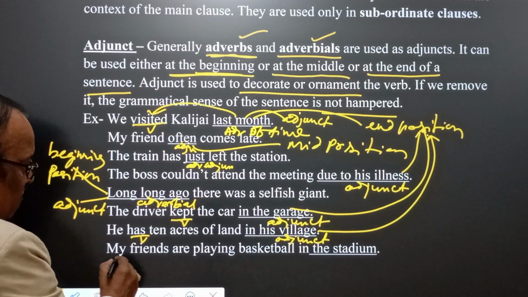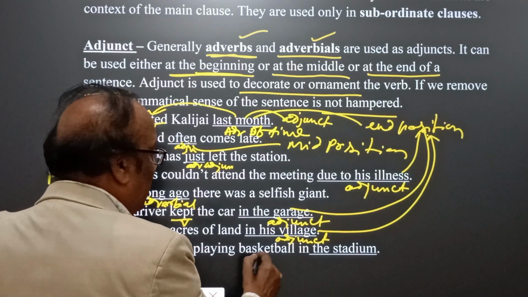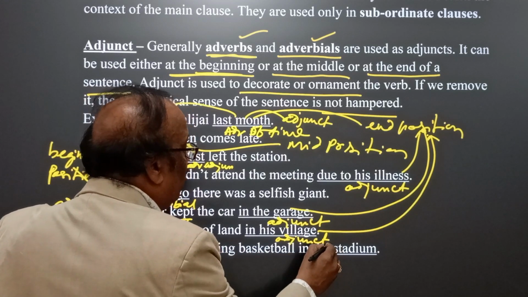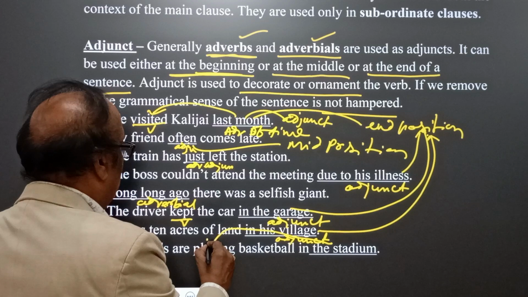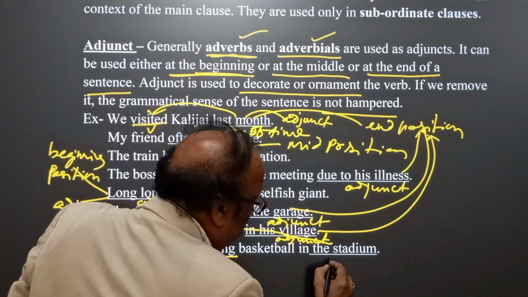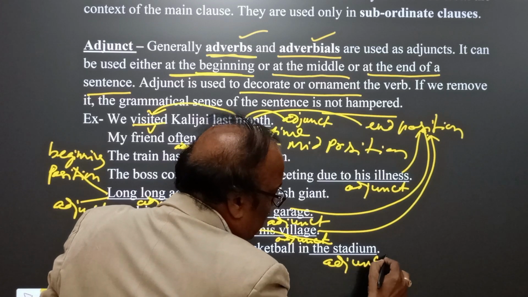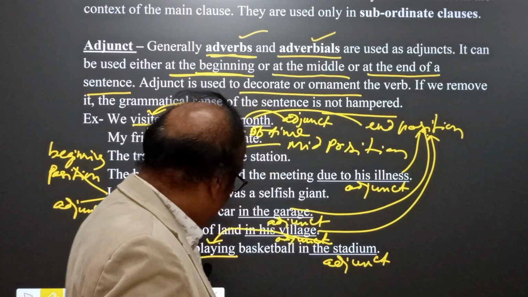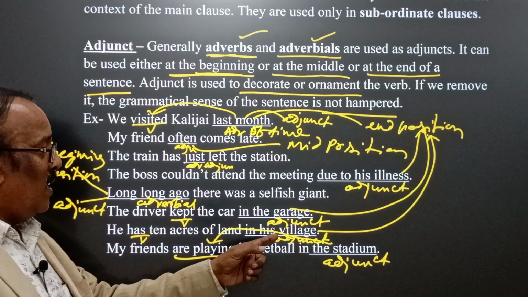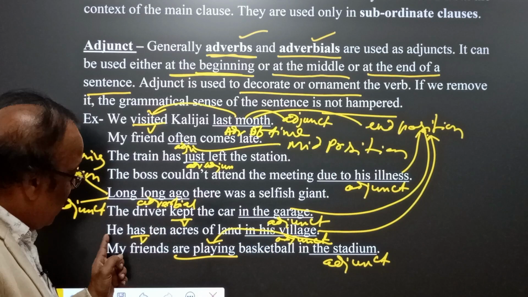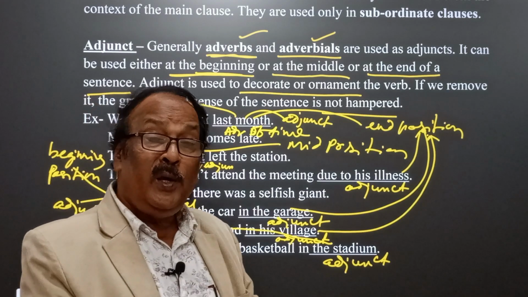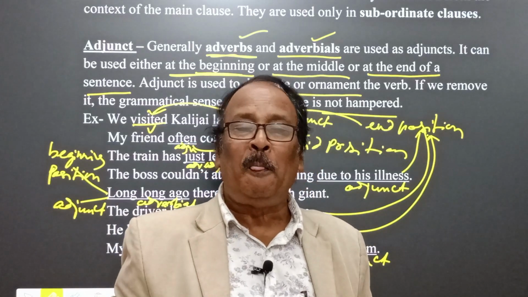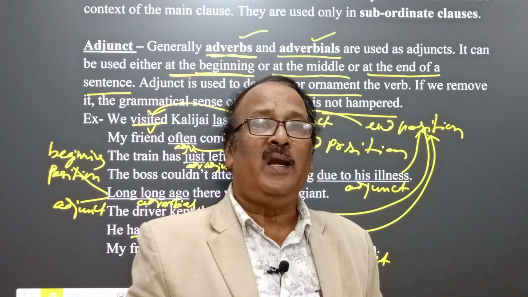Okay. Finally, my friends are playing basketball. My friends are playing what? Basketball. Where? In the stadium. So, in the stadium qualifies are playing, and this is an adjunct, and here this is what you call an adverb of place. Where are your friends playing basketball? Answer: my friends are playing basketball in the stadium. Yes. So with these examples, we find the differences between the complement and adjunct.